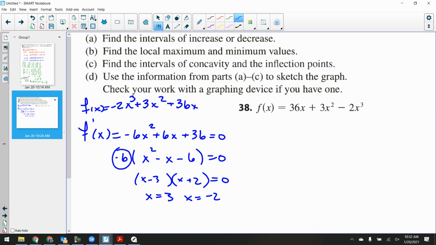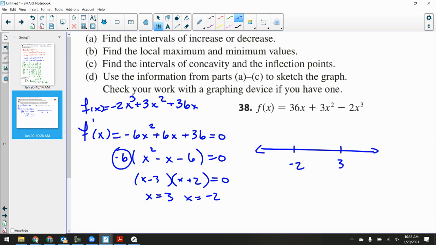Okay, so my critical points are 3 and negative 2. What else should you check to find another critical point? Where it's undefined. Do I have to worry about that? No, because it's a polynomial. Okay, so I don't have to worry about when it's undefined, so my critical values are just 3 and -2. Okay, so -2 and 3, and now let's figure out where it's increasing or decreasing.